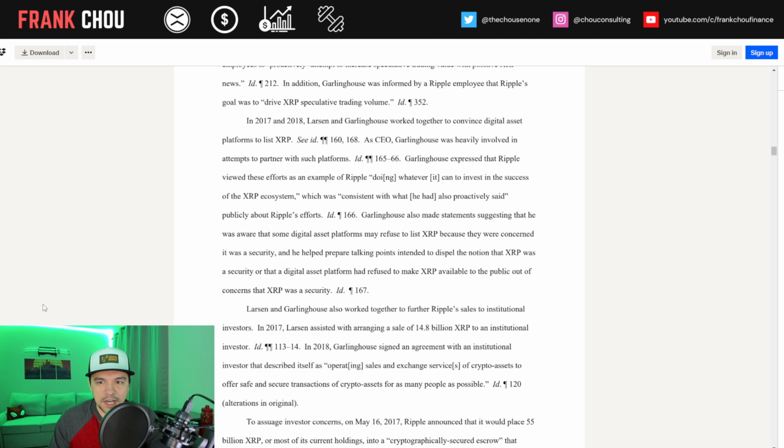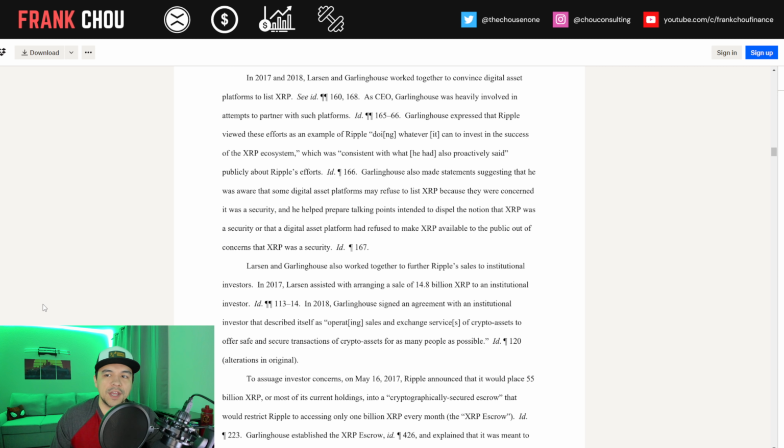In 2017 and 18, Larsen and Garlinghouse worked together to convince digital asset platforms to list XRP. As CEO, Garlinghouse was heavily involved in attempts to partner with such platforms. Garlinghouse expressed that Ripple viewed these efforts as an example of Ripple doing whatever it can to invest in the success of the XRP ecosystem, which was consistent with what he had also proactively said publicly about Ripple's efforts.